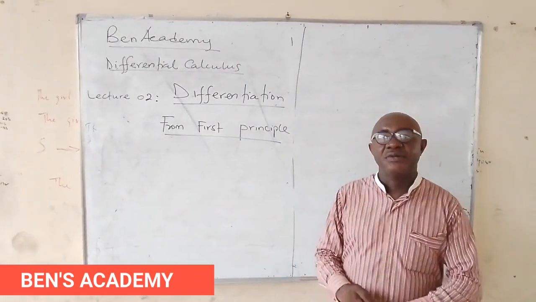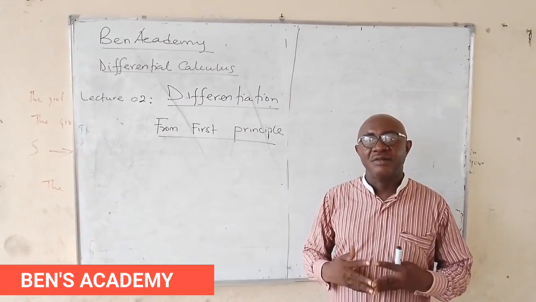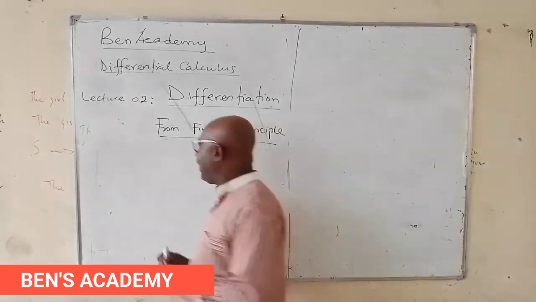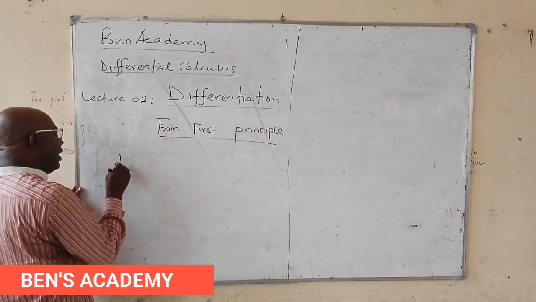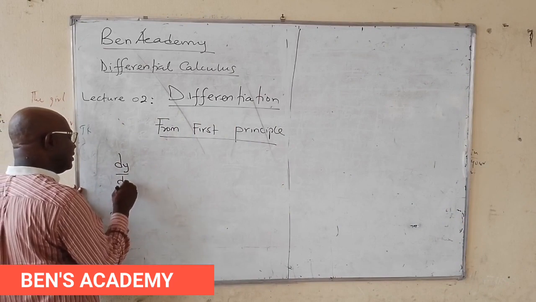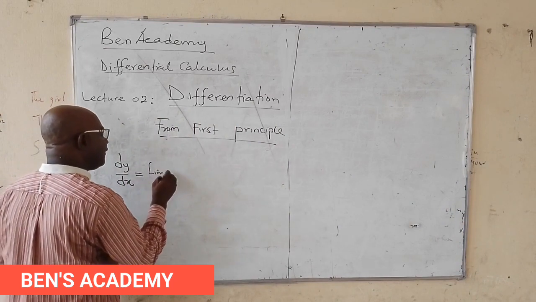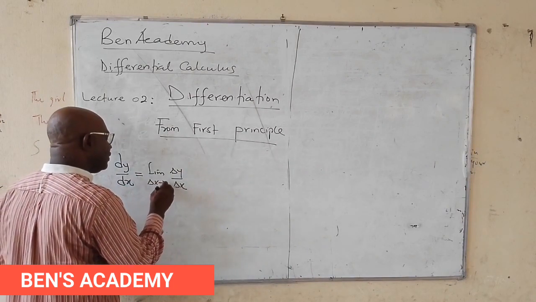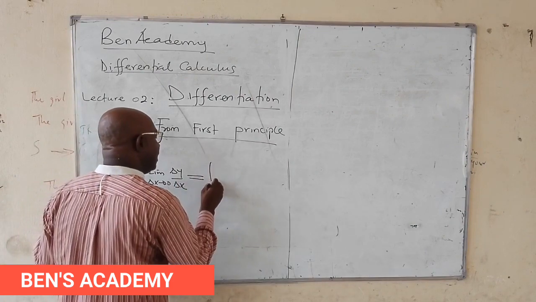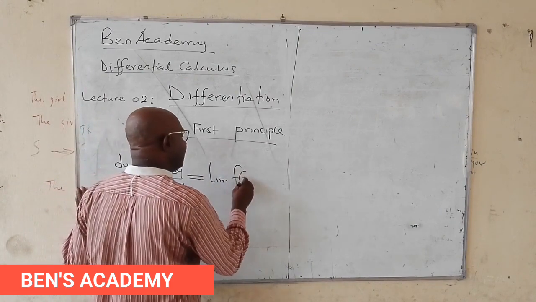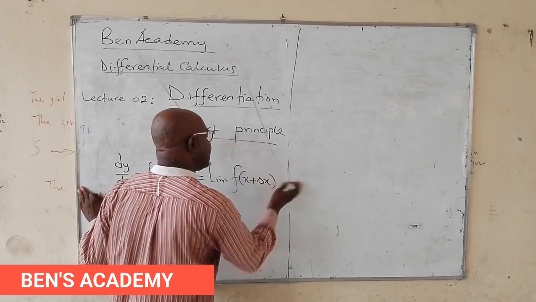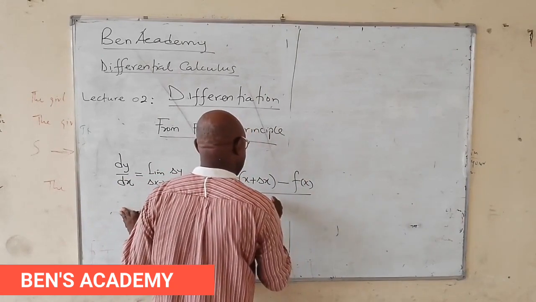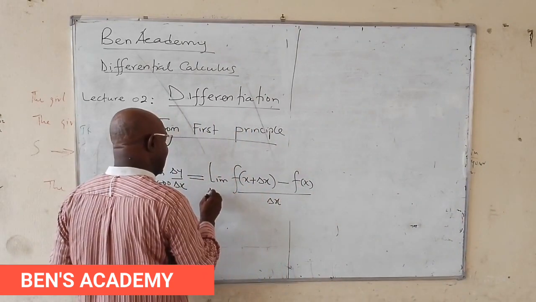Differentiation from first principle involves using the knowledge of limits. Let us define it: dy/dx is equal to the limit of change in y upon change in x, as change in x approaches 0, which is equal to the limit of f of x plus change in x minus f of x, over change in x, as change in x approaches 0.